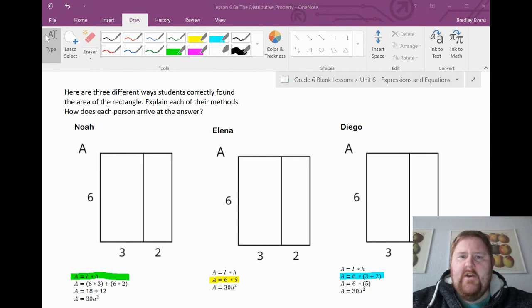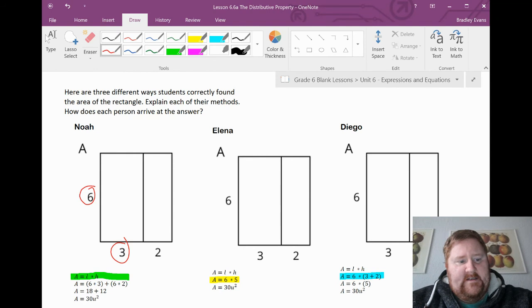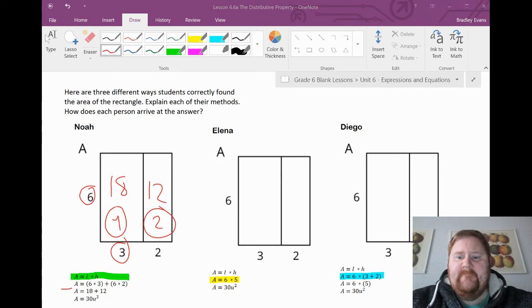Okay, so let's take a look at Noah first. What Noah does is he knows that the area is the length times the height, or the width. And he does 6 times 3. So he finds the area of this rectangle first. 6 times 3, so that's 18. And then he does 6 times 2, which is 12. And I can see that in this step here. And then he adds them together. So he finds the area of one rectangle, finds the area of the second rectangle, and adds them together.